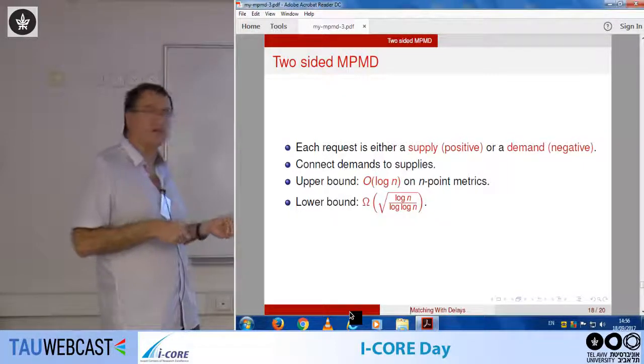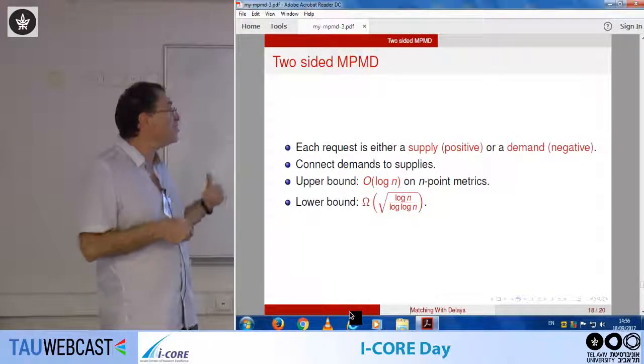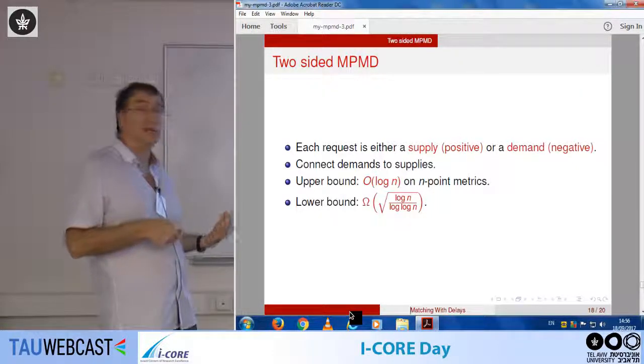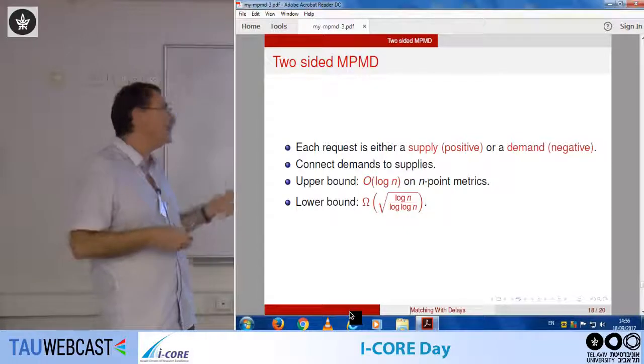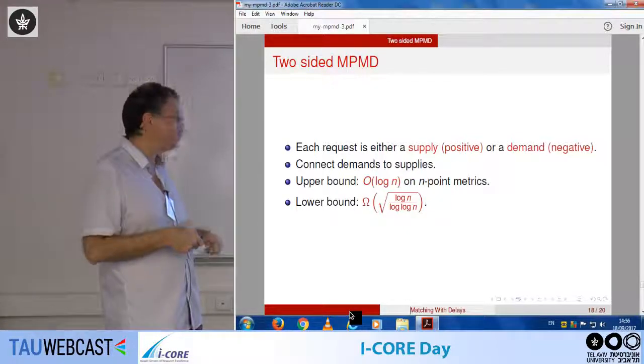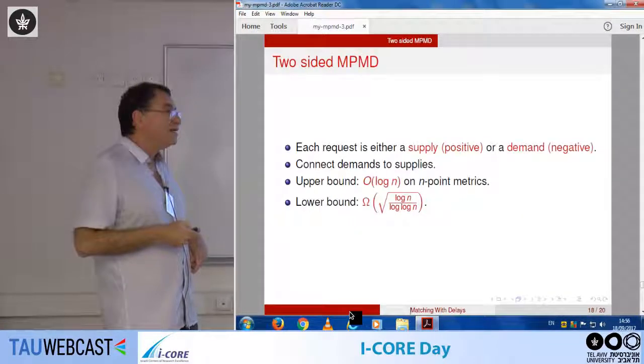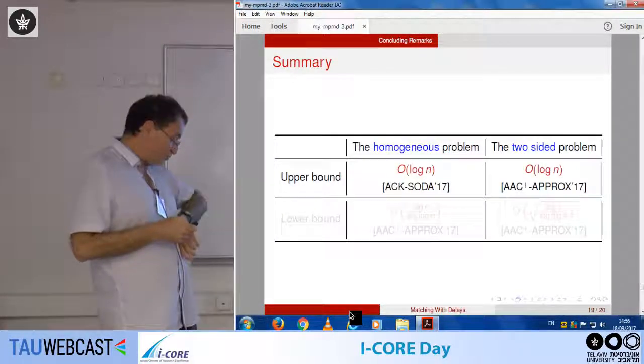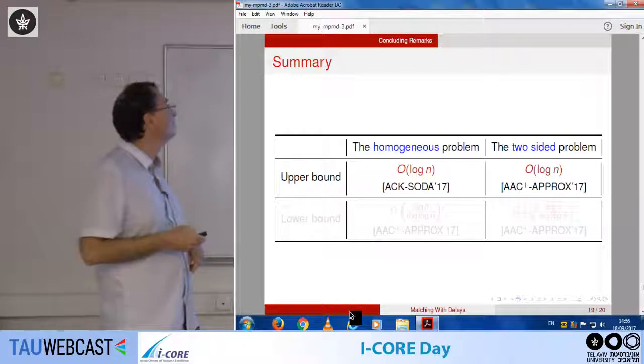The lower bound for the homogeneous case is log n over log log n, and for the two colors, which is supposed to be harder, it is actually weaker. It's square root of log n over log log n. The lower bounds are also for randomized algorithms? Yes. Mm-hmm. So I'm ready to summarize, to be on time.